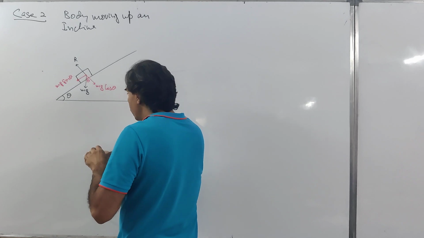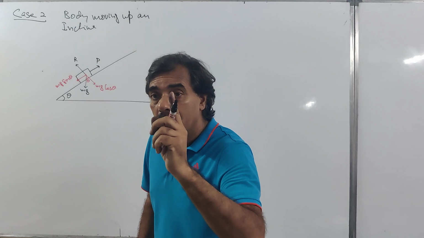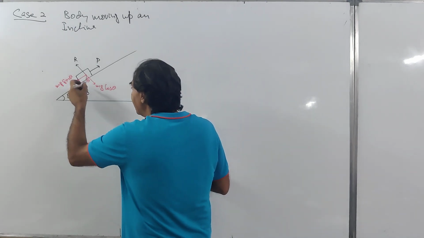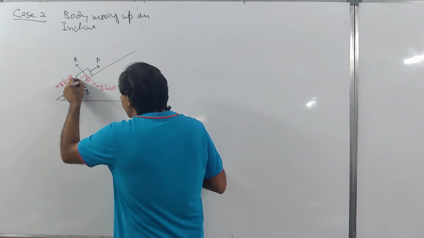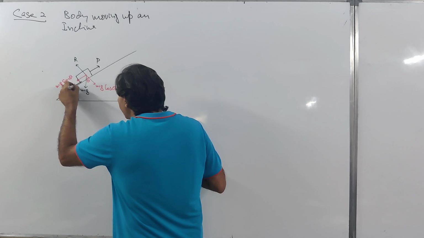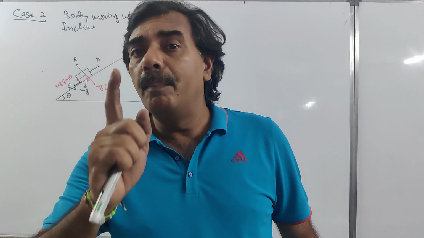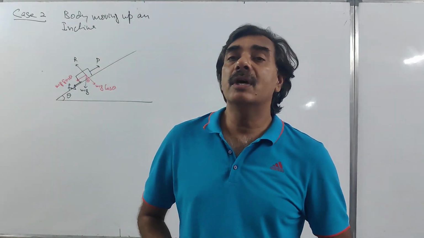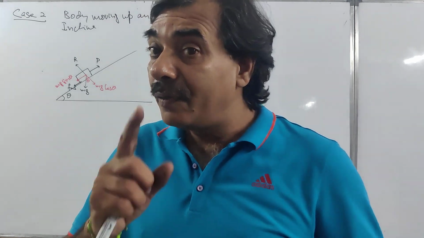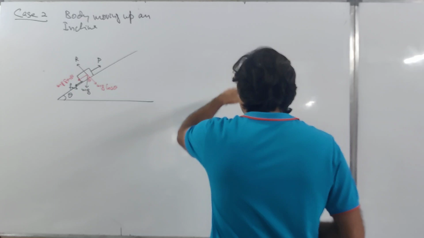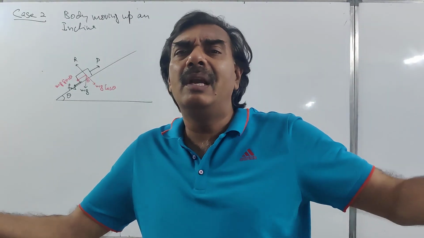I must apply a force which is enough to not only overcome mg sin theta but also overcome the limiting friction between the two surfaces. Thus, to move the body up an inclined plane, you must apply a force which is enough to overcome the component of the weight as well as the limiting friction. Now, compare it with the minimum force required to move the body on a horizontal surface, which was only the limiting friction.